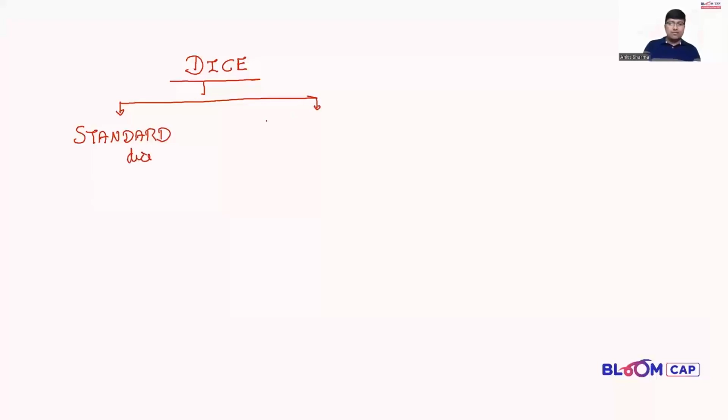Now moving ahead, the second question is, what are the types of dice? My dear students, dice is primarily of two types. Number one is the standard dice, and the other one is just the opposite of this, the non-standard dice. Now what do we mean by them? Let us discuss. Standard dice: you all must have seen the dice of a ludo. The dice of a ludo was a standard one.